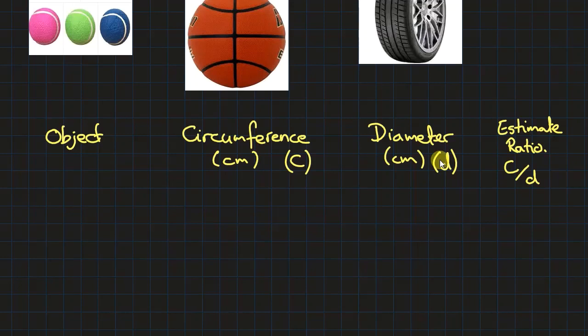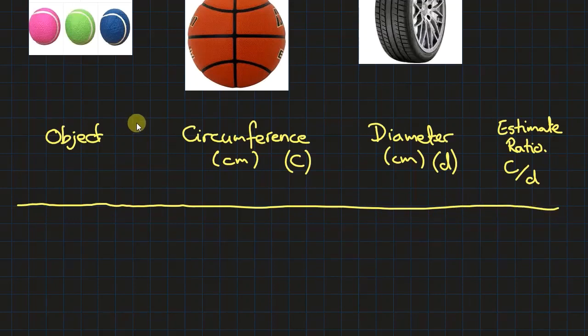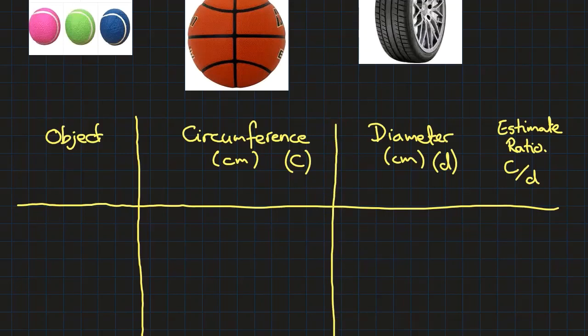Okay, so off you go. Go and get your stuff together. Continue watching the video and see me making some measurements, and we'll come back and put some values into my table, and we'll see what happens with this estimated ratio, the ratio between the circumference and the diameter of a circle.